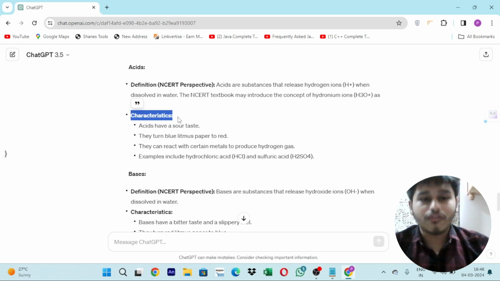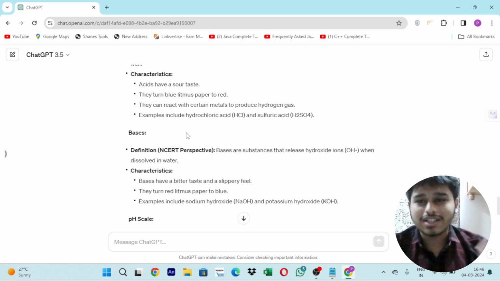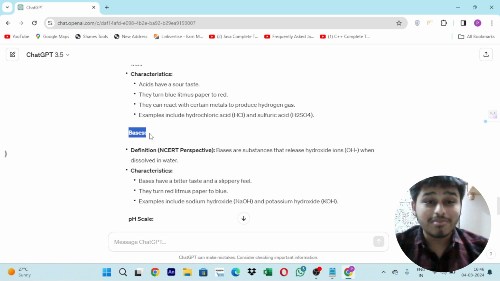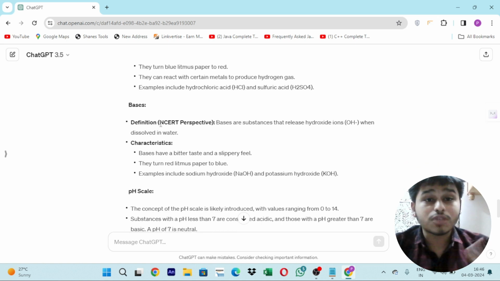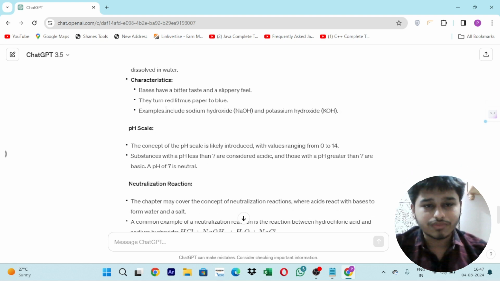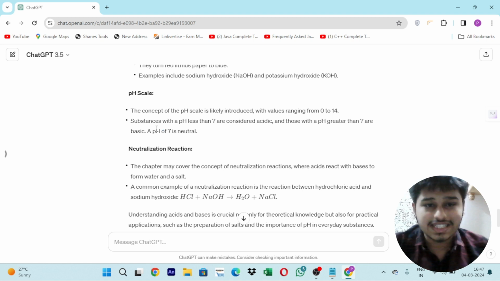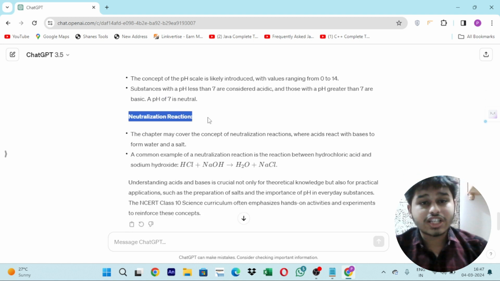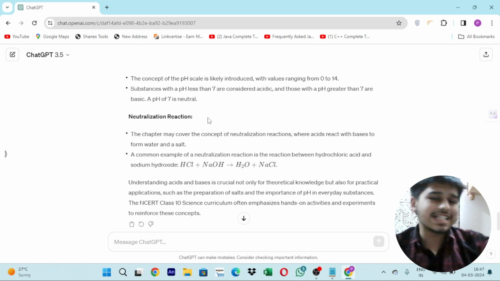Then characteristics of acids. Now you can see the examples are gone. Then we will see base. From the NCERT perspective, we have the definition of base and characteristics of base. So like this it works. Then the pH scale also, but from the perspective of NCERT. Then the neutralization reaction also, but from the perspective of the NCERT textbook.